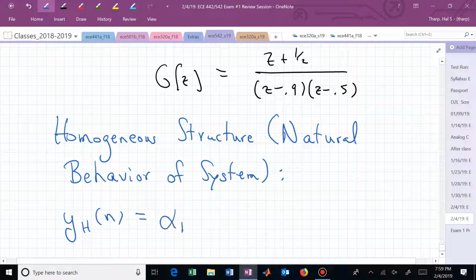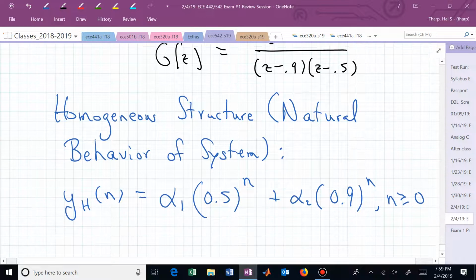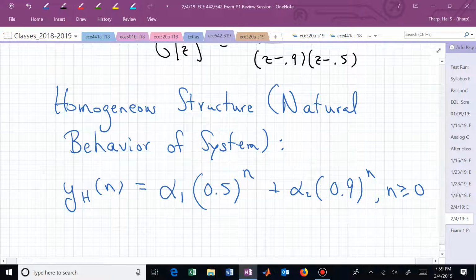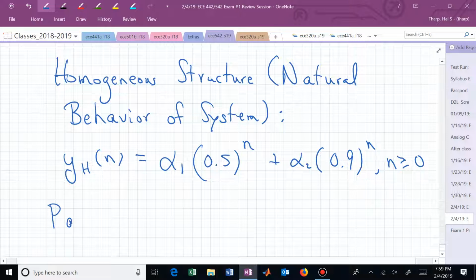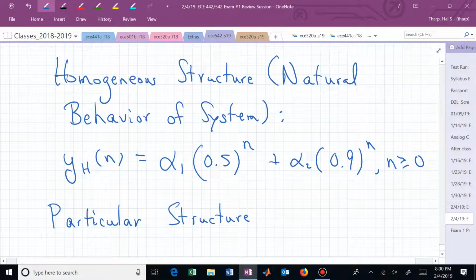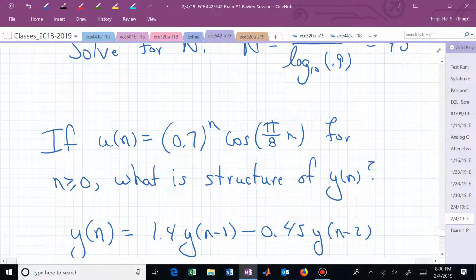We could say, oh, the structure is now alpha 1, 0.5 to the n plus alpha 2, 0.9 to the n for n greater than or equal to 0. That's the homogeneous solution structure. What's the particular structure? What's the structure that's going to appear because of the way that we forced that system or excited that system? We said we were exciting it with this input.